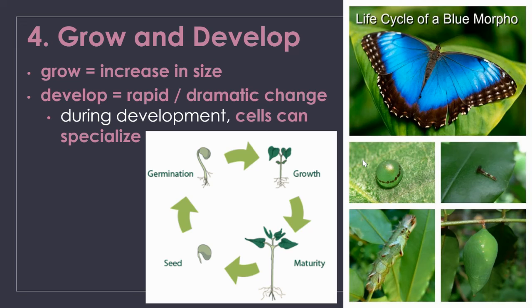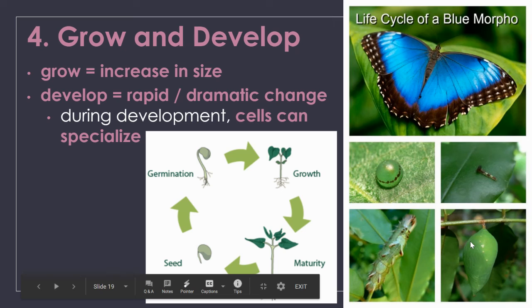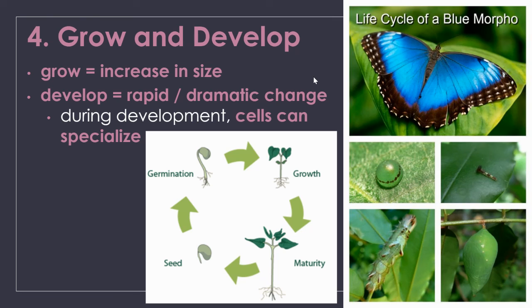You quickly can change over time, and cells can specialize or have certain functions that are different than an earlier stage in life. So you can see with the blue morpho butterfly, you start with an egg, then you have a caterpillar, and then it grows into a larger caterpillar, chrysalis, and then finally a butterfly. Plants also are a great example of different stages of life with seed and germination and growth.